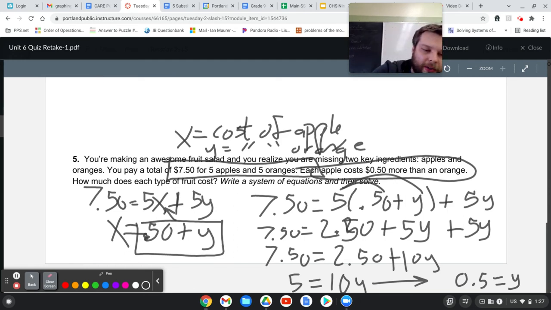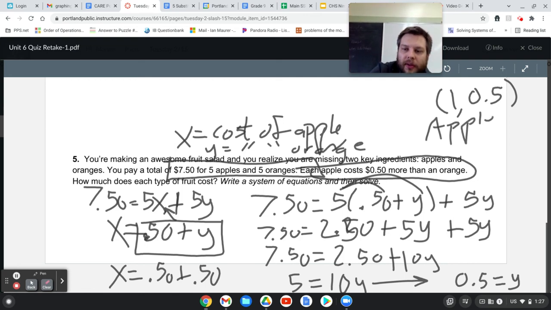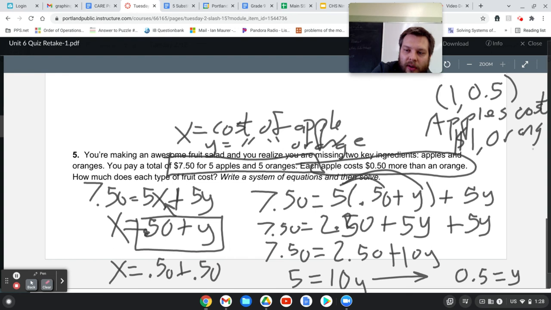Finally, go back over to where it says x equals, and you know that x equals 50 cents more than what y equals. So x is $1. So what we know now is that our solution is 1, 0.5. In other words, x is the cost of an apple and y is the cost of an orange. You can say apples cost $1, oranges cost 50 cents.